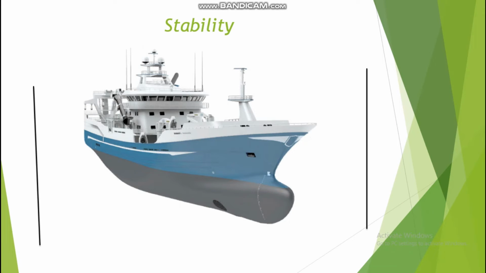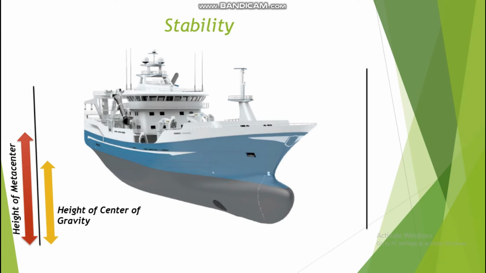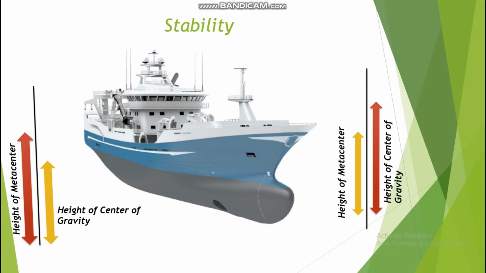Moving on to the stability of a system. We are taking an example of a ship floating in water. Now for the ship to be stable, we say that the center of gravity should be lower than the height of the metacenter. If this is the case, our ship would be able to float correctly. And if this is not the case and the height of the metacenter is lower than the height of the center of gravity, our ship would get inverted and it won't be able to float in the water.